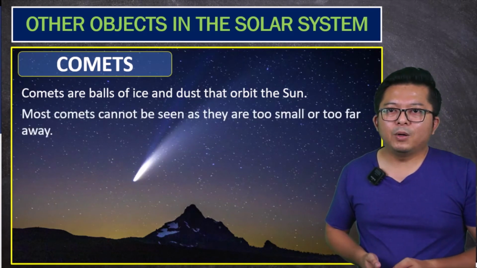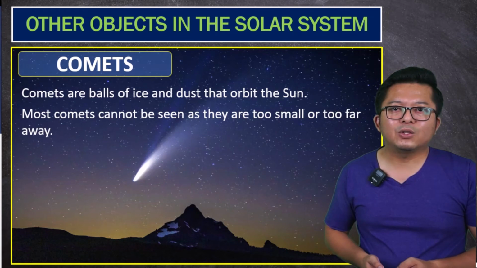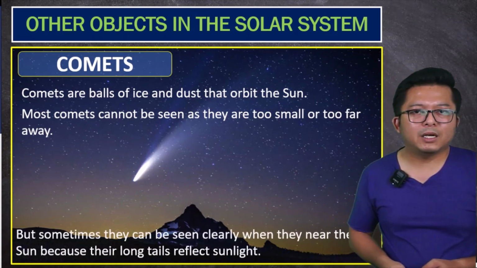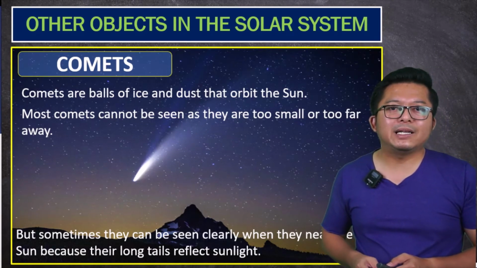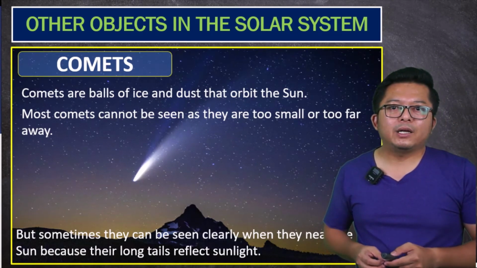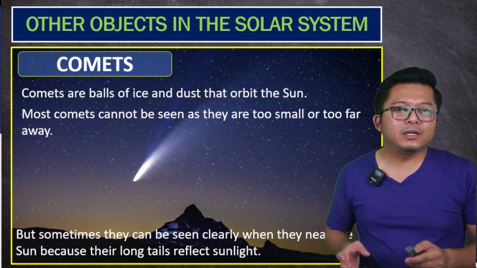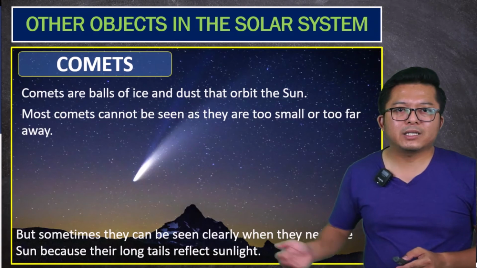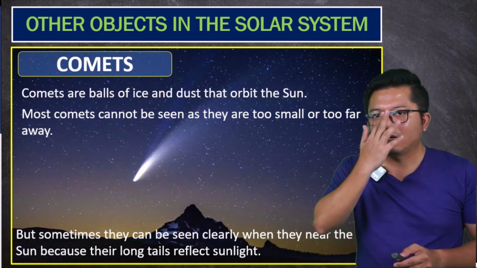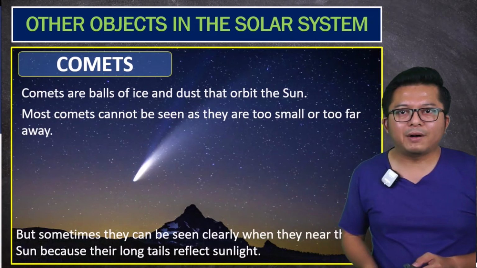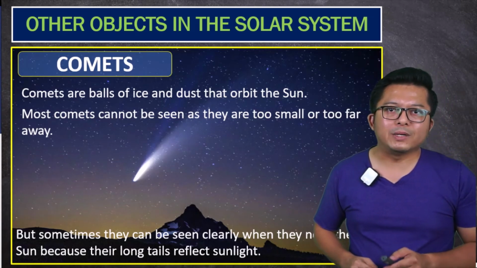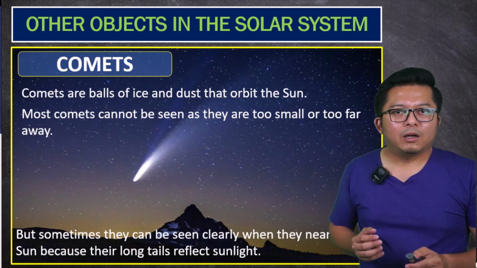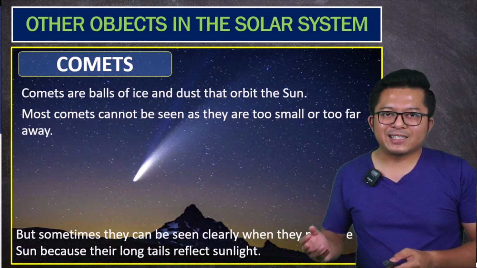Okay. Now, most comets cannot be seen as they are too small or too far away, but sometimes they can be clearly seen when they are near the sun, because their long tail reflects sunlight like in this picture. Now remember, these are balls of ice and dust that orbit around the sun. Sometimes we can see them, sometimes we don't. If it's close enough to the sun, we can see it.